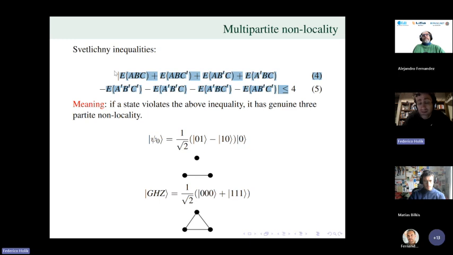But it is different. One thing is entanglement, like genuine multipartite entanglement, which is a concept. A different concept is non-locality, simple non-locality, and still a different concept is genuine multipartite non-locality. Is this clear?